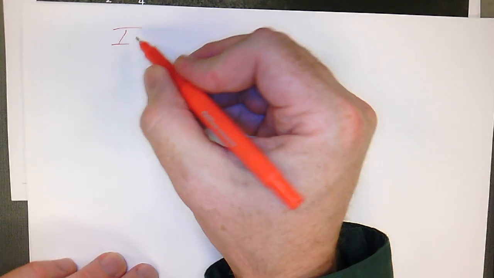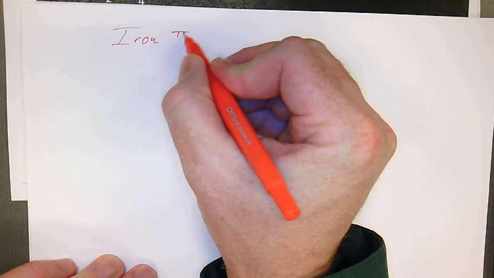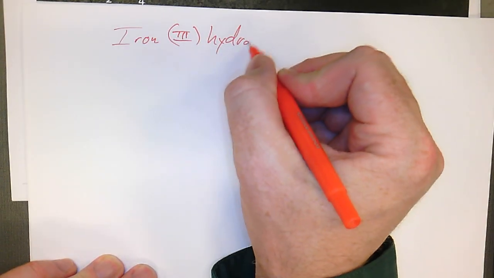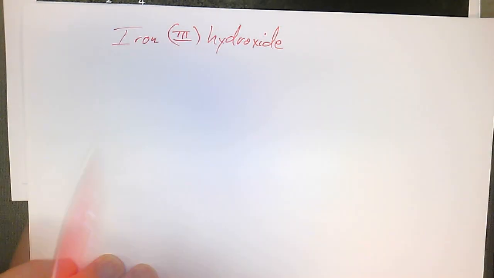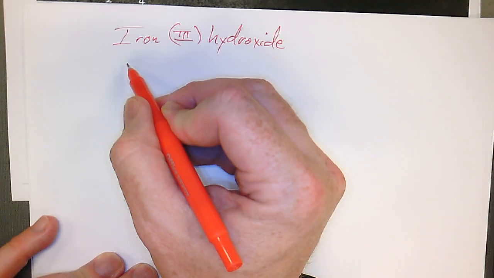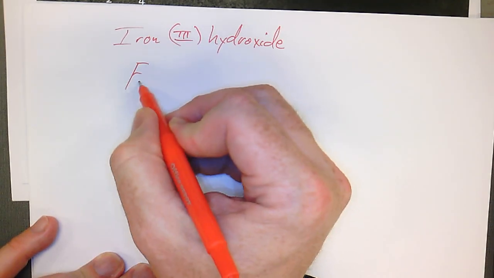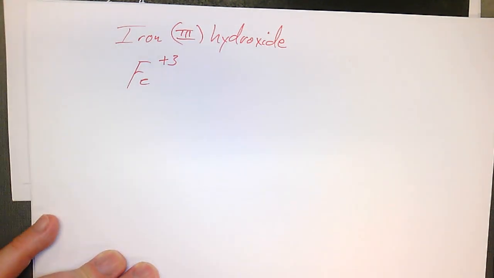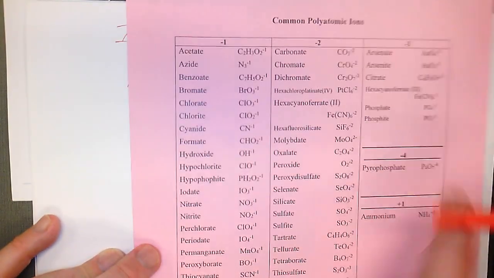All right, the last example we're going to do is iron. Iron, Roman numeral 3, and then hydroxide. Okay. So iron, what's the symbol for iron? Fe. And it's going to be +3 this time. Hydroxide is one of those exception ones I told you about, right? It is OH with a -1.